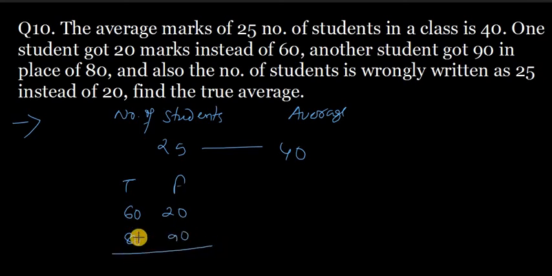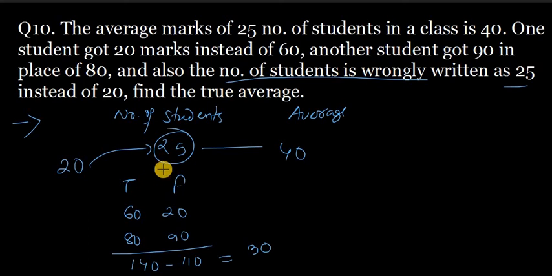So the true total will be 30 more in marks, and the correction gives a net difference of 30. And also the number of students is wrongly written as 25 instead of 20. The true number is 20, but 25 was taken.